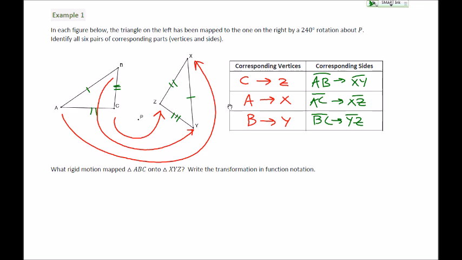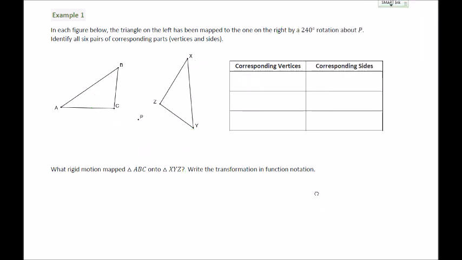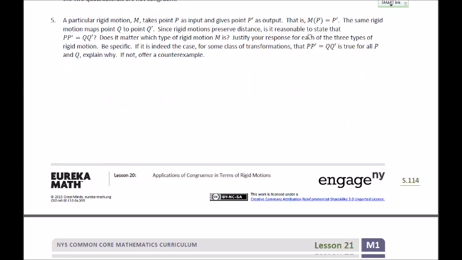Now for the question down here, what rigid motion mapped triangle ABC onto triangle XYZ? Well, it was a 240-degree rotation around P. And I'm not going to focus on how to write that in function notation because that's specific to this curriculum, and I'm more concerned about the ideas and the CCSSM standards. Let's look at an example of this congruence correspondence idea in chapter 21.